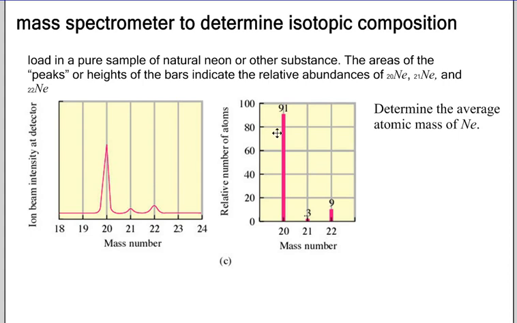Now, to determine the average atomic mass, it's a weighted average based on these percent abundances. So it's much like your weighted GPA. The way that we're going to calculate this is we're going to take the percent abundance and multiply it by the mass of the isotope, add it to the same thing for the other two isotopes, or however many isotopes you have, total it up, and that will give us the average atomic mass of, in this case, neon. So I'll start with neon 20.